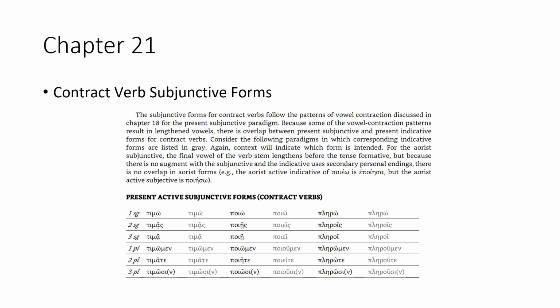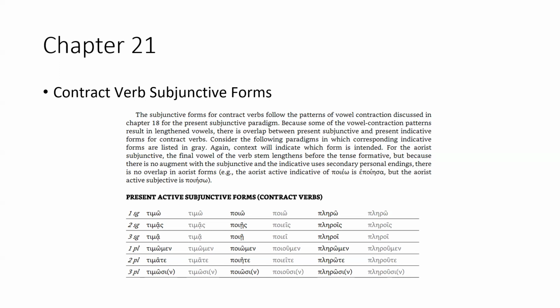For the aorist subjunctive, the final vowel of the verb stem lengthens before the tense formative, but because there is no augment with the subjunctive and the indicative uses secondary personal endings, there is no overlap in aorist forms. For example, the aorist active indicative of poieo is epoiesa, but the aorist active subjunctive is poiesa.